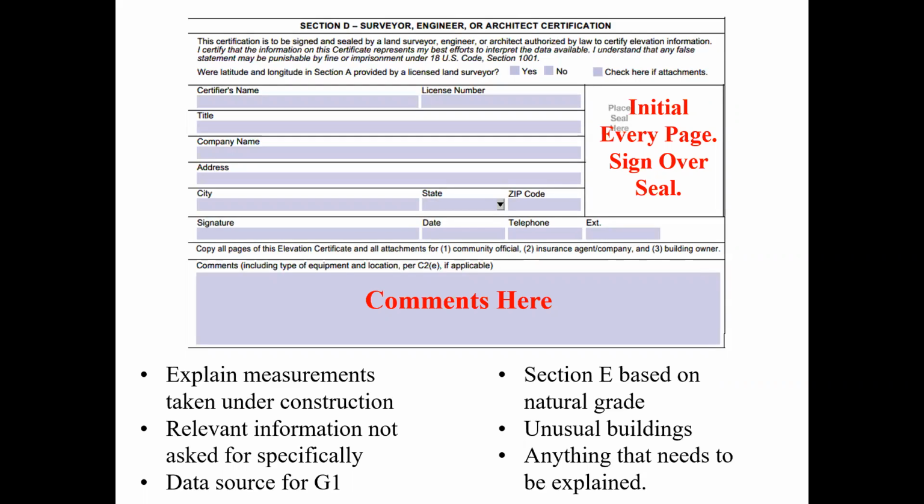Additionally, if it was an under construction certificate, how far along in construction was it? For G1, the data source. So again, that's for the community official to supplement the surveyor. So that information should be in there.